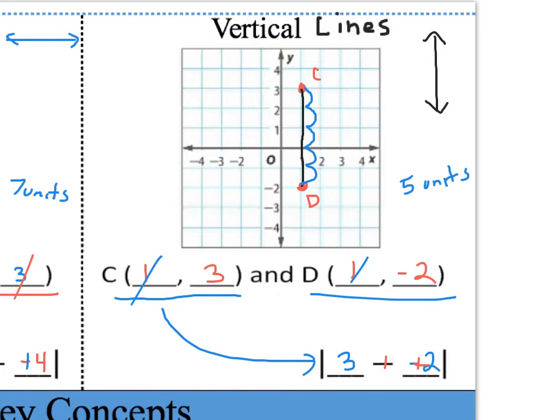Let's use these key concepts to discuss the following examples. I want to insert a quick slide right here and talk about something called zero pairs.